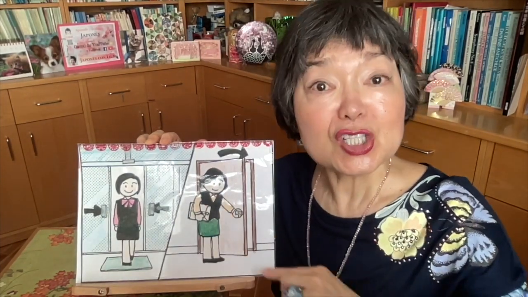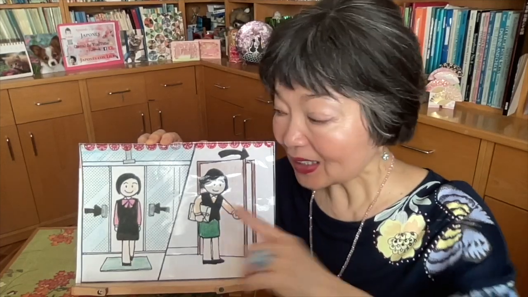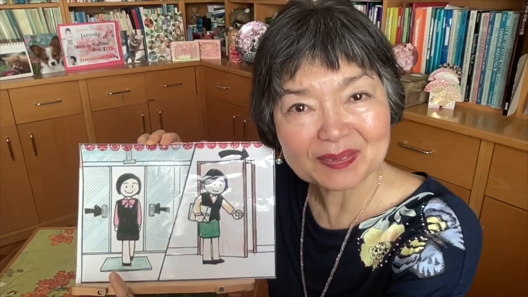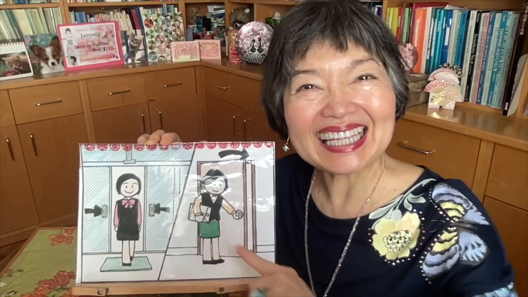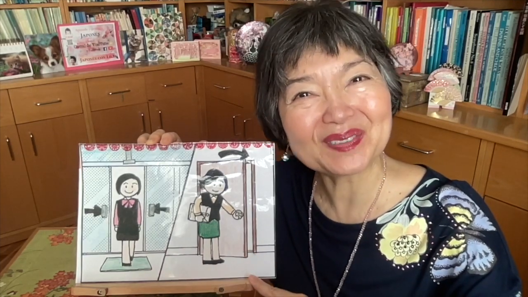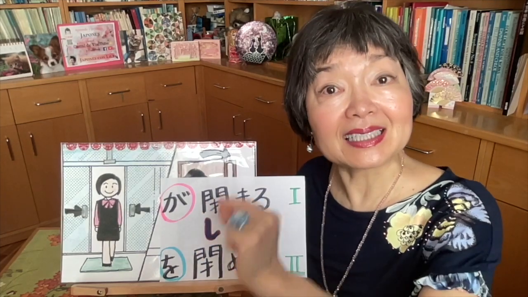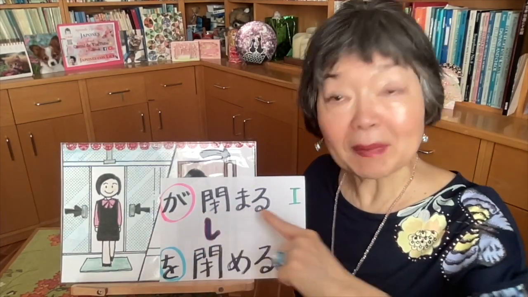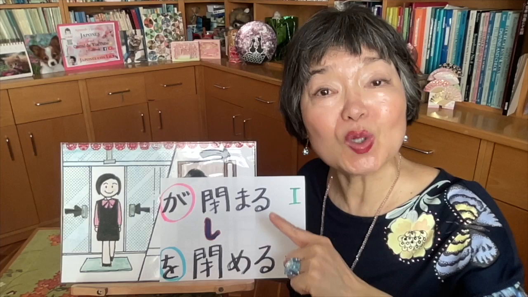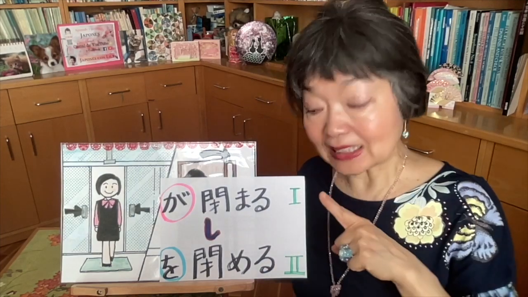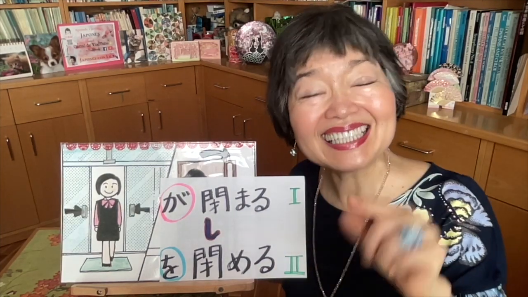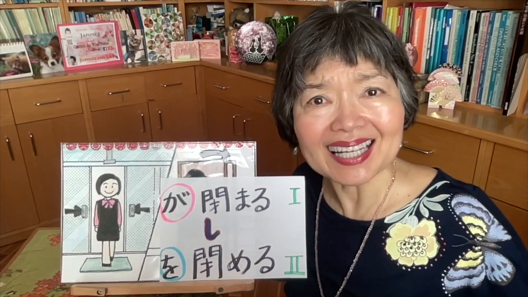Now the opposite. Here, the door closes by itself. And here, she closes the door. So this one is an intransitive verb, 自動詞. And here, 他動詞, transitive verb. Intransitive verb: something が closes. 閉まる or 閉まります. This is group 1. So 閉まって, 閉まった, 閉まらない.